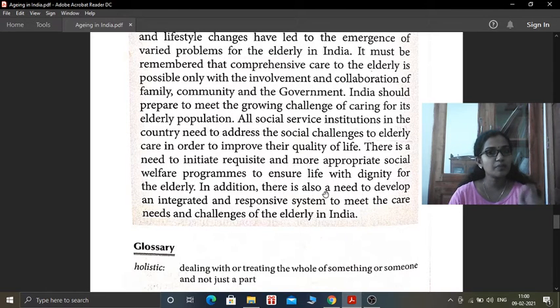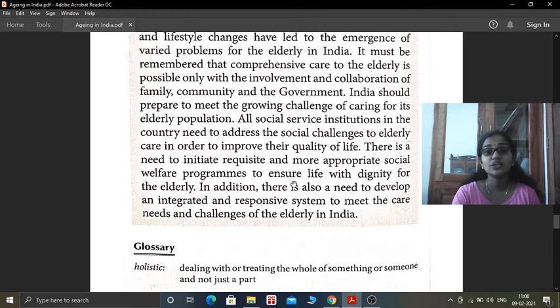India should prepare to meet the growing challenge of caring for its elderly population. So India should be ready to face this challenge and to arrive at a conclusion, all social service institutions in the country need to address the social challenges to the elderly care in order to improve their quality of life. So, what is the responsibility of social service institutions? To improve the quality of life of the elderly people.